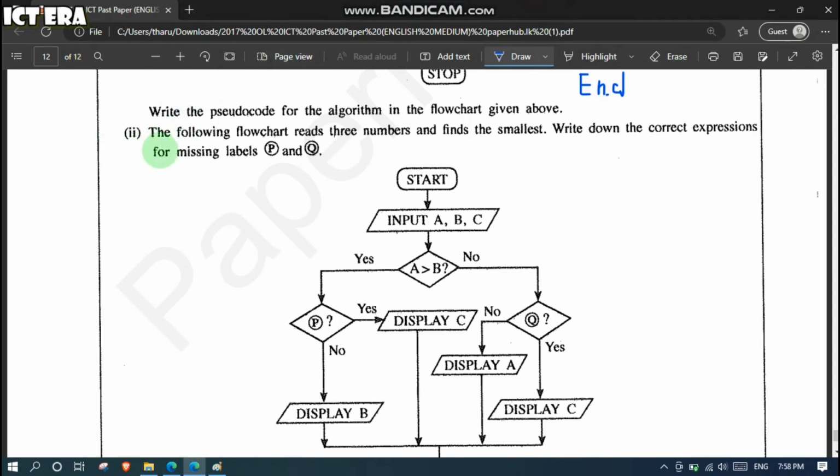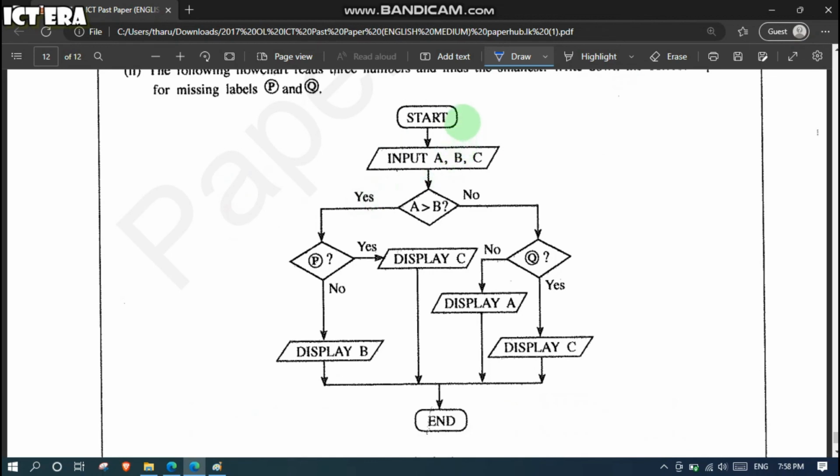Then the last Roman number and the last question. The following flowchart reads three numbers and finds the smallest. Write down the correct expression for the missing labels P and Q. Right. So starting, input A, B and C. Then if A is greater than B, if this becomes yes, another condition should be required. What is that? P. Now if that condition becomes yes, we should display C.